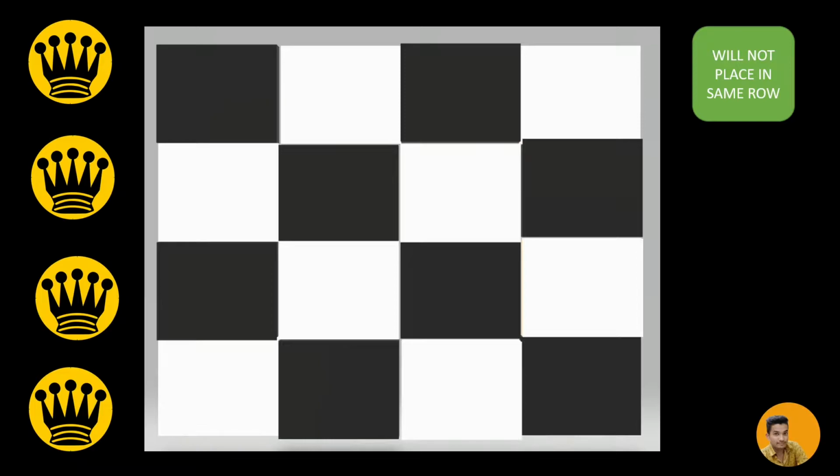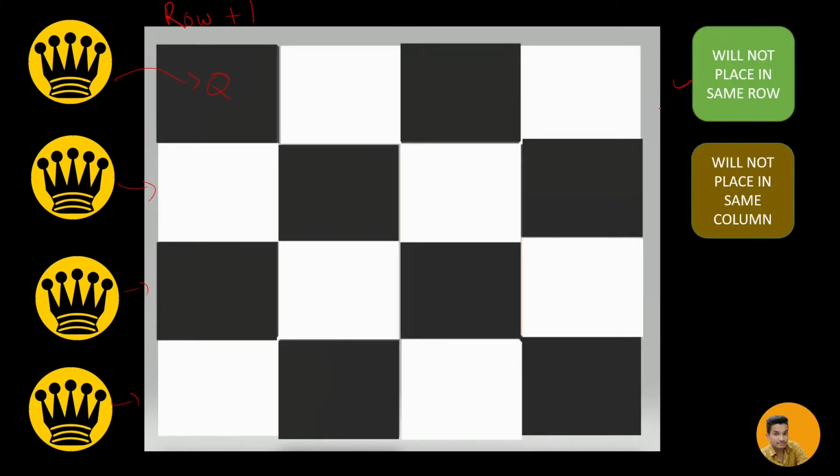So we are not going to place in the same row. That means if the queen is placed here, the other queen would definitely go on the second row. That means we're going to increase the row. This is how we deal with not placing in the same row, and also not in the same column. So these are column numbers 0, 1, 2, 3. For n equal to 4, we have these 4 columns, and we will not place in the same column.